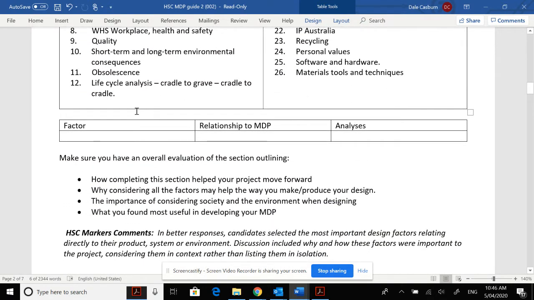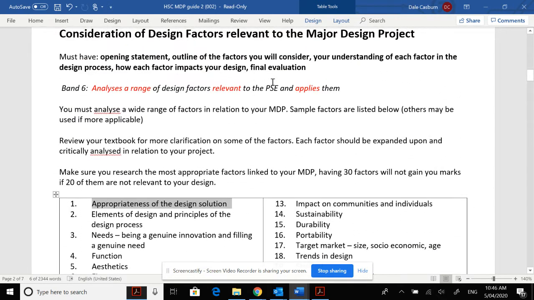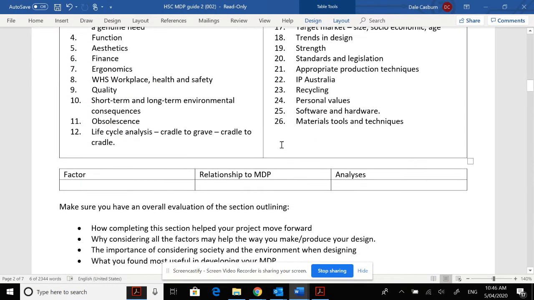Simple scaffold, like what the factor is, what the relationship to your major design project is, and some analysis. Because I think if we look up, we're looking for that analysis in that point. So if you're trying to get into the top mark range in that area, you need to have analysis. So the factor, the relationship to the major design project, and why it is important. Why, what would happen if you didn't do it?